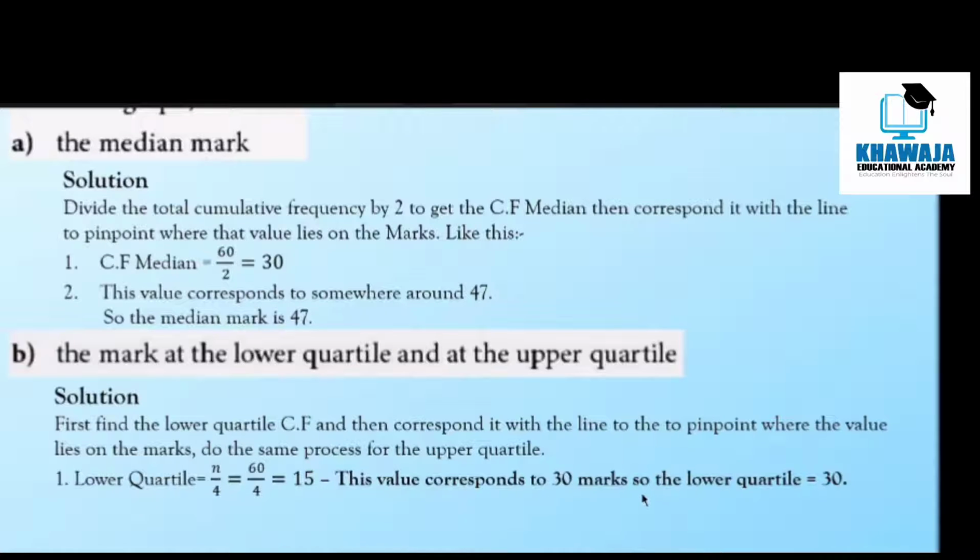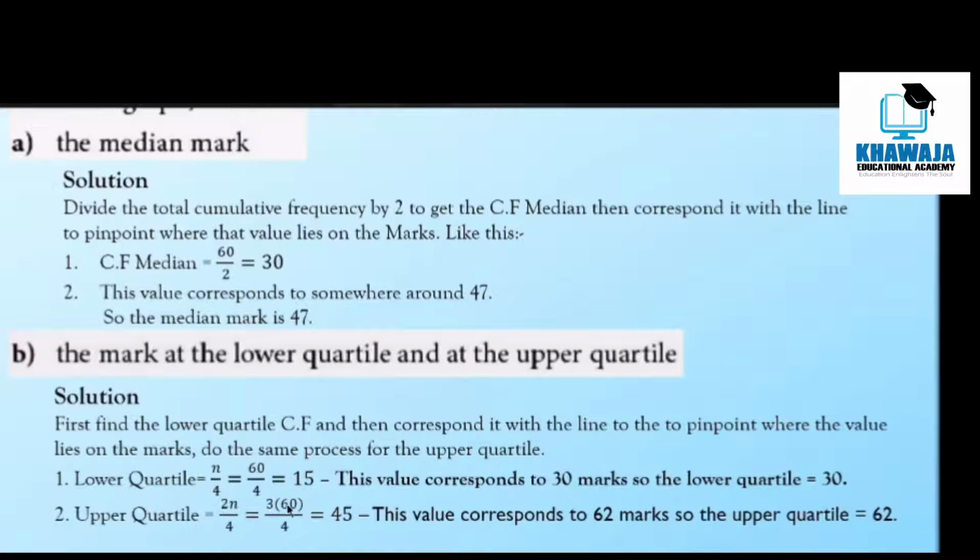I divide the number of values by 4. The number of values is the same, 60, I divide it by 4, I get 15. I use that value, corresponded with the curve, align it with the x-axis, find the value, which is 30. And same goes with the upper quartile, except the formula is different.